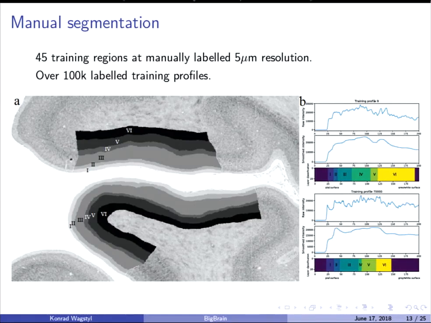So you can see the two profiles. So we've got the raw profile here, the smooth profile, and the ground truth segmentation, and again for another profile. And because they're 1D profiles, you can sample each of the training areas many, many thousands of times to create the kind of data set you need to train a neural network. So we train the network on all of these examples and then test it on the entirety of the BigBrain.